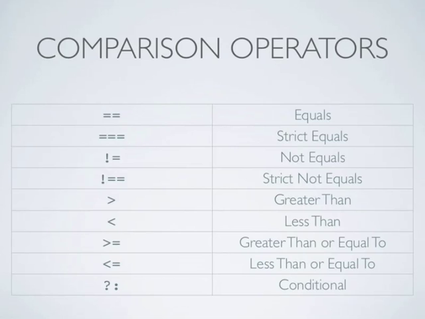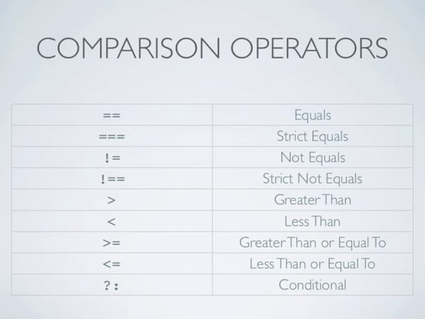equal to one another. The next two operators after that are the not equal to and the strict not equal to. They're basically the exact opposite of the first two, the equality and the strict equality operators. They simply return false where the other would return true, just the opposite. After that, we have the greater than and less than signs, greater than or equal to, less than or equal to, all of which you're probably familiar with.